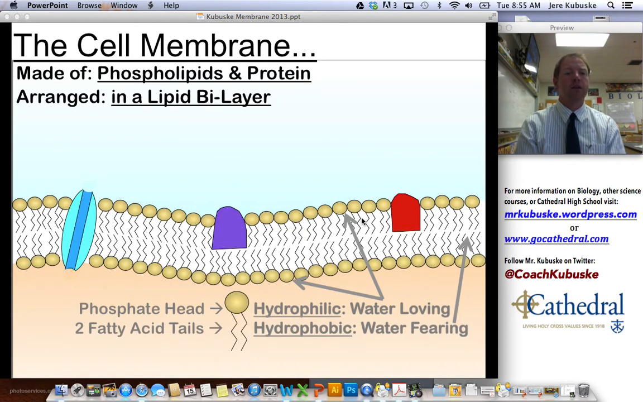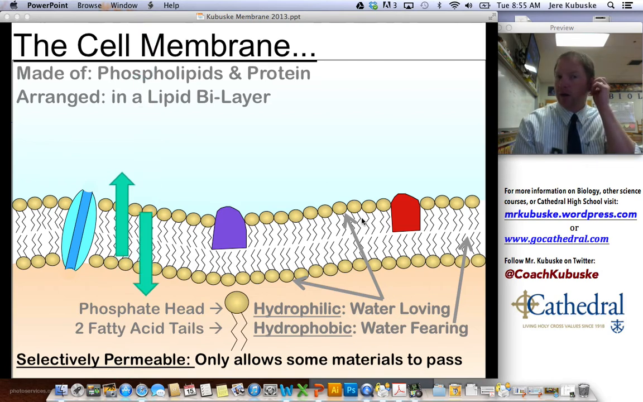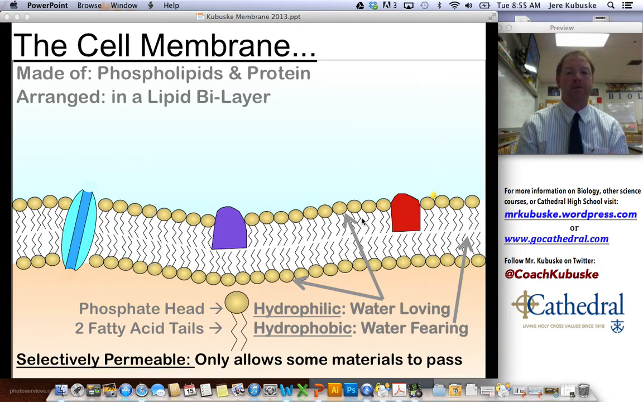Okay, now the cell membrane is what we call selectively permeable. What that means is that it only allows certain materials to pass through. Now, what's going to determine if things can pass through? Well, first of all, it's going to be what the stuff is composed of, but it could also be the size. You can see my little yellow droplet here, okay?